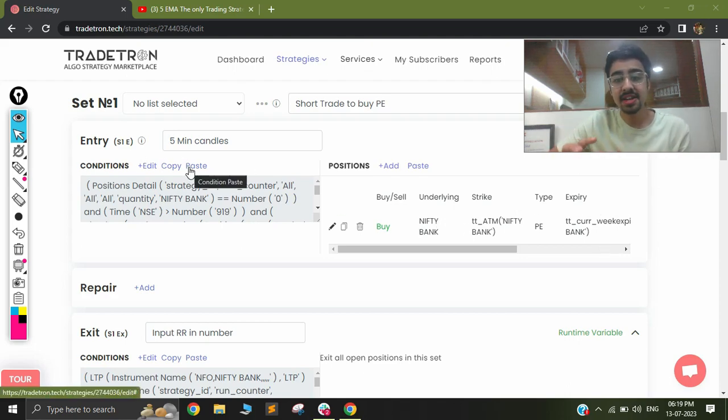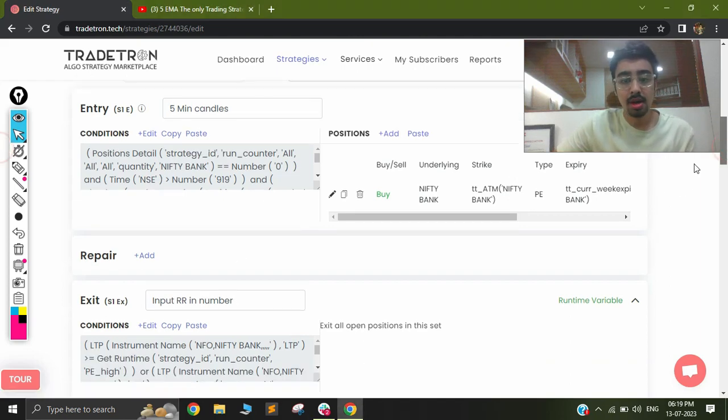So my set 1 is mainly for my put trade. Now my put entry is quite a straightforward buy option in Bank Nifty. Now I have an exit condition.